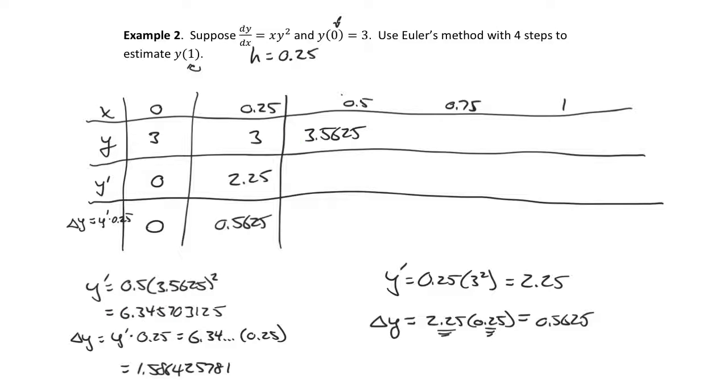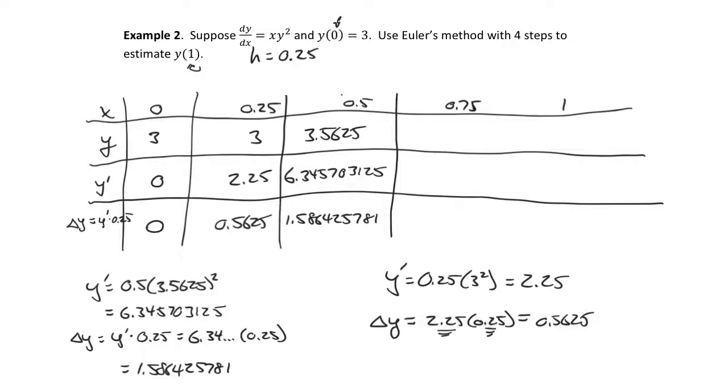Then, in order to figure out how much y changes, what delta y is, we're going to take our y prime and multiply it by 0.25. Our y prime is the 6.34 blah, blah, blah, blah. Multiplied by 0.25 gives us this crazy number. We fill these values in the table.